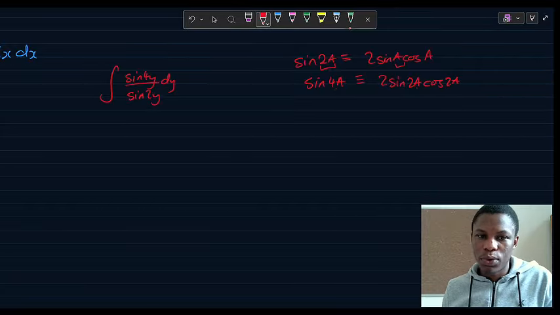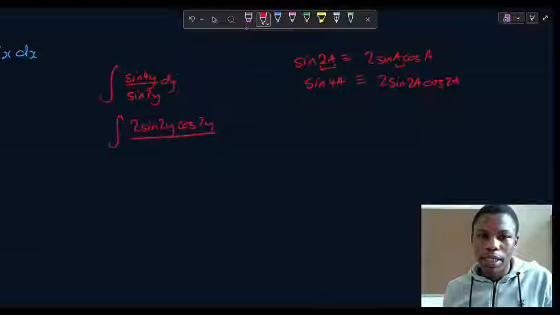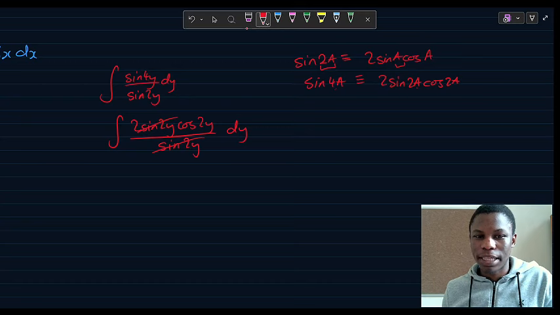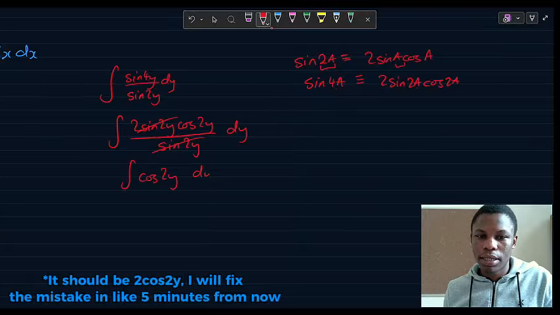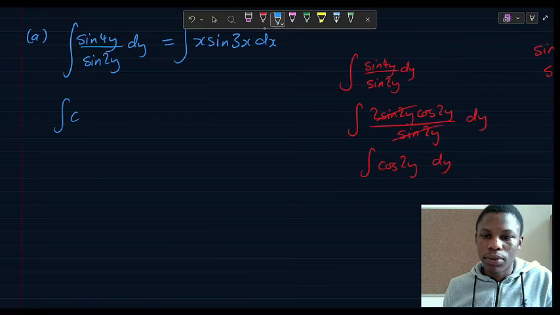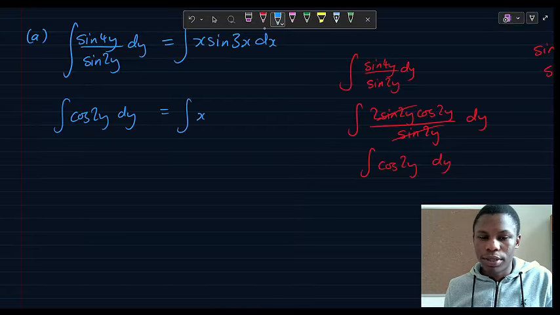And the reason why this is important is because I want to rewrite my sin 4y there as 2 sin 2y cos 2y, and I hope you can see y, no pun intended, sin 2y cancels out, and all you end up with is cos 2y dy. So that means on the left, we're actually just integrating cosine of 2y with respect to y. And on the right, we still have our x sin 3x. We'll come back to this in a second.